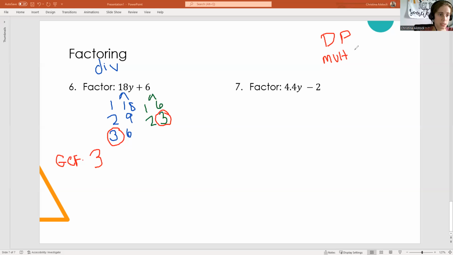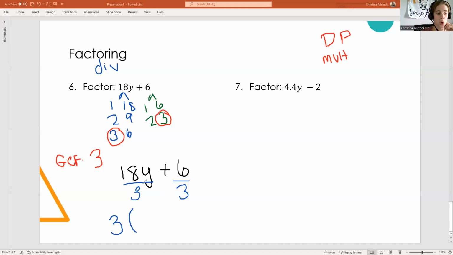So I'm going to rewrite my original expression here, 18y plus 6, and we're going to factor out, meaning we are going to divide both of these numbers by our greatest common factor. When we write our answer, we always write it in this format. We have our GCF first, and then after we do that division, that answer is going to go inside parentheses.